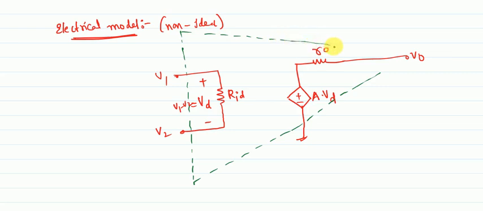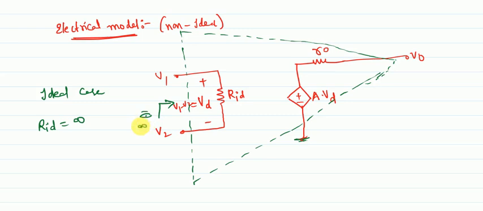If you directly use some properties and solve without thinking about what circuit is present, it's okay, or else you can draw this electrical model and solve. Now if you go for the ideal case, in the ideal case RID is equal to infinite. Here, if you look from this point, the input impedance will be infinite, and R0 should be as low as possible, which will ideally be equal to 0.